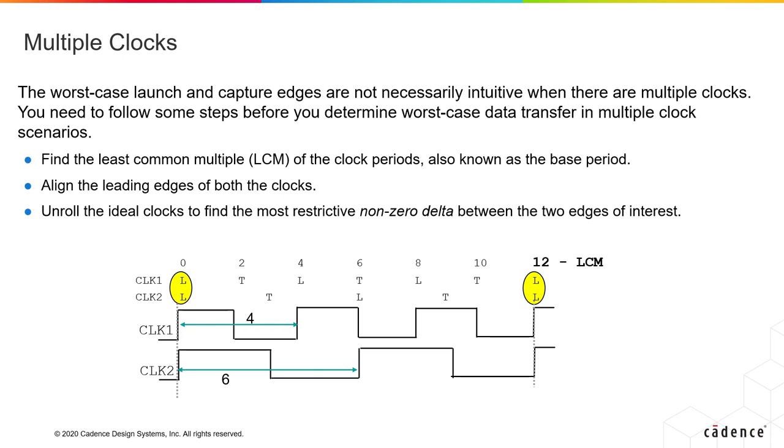Finally, you determine the worst-case transfer by locating the most restrictive launch and capture edges in the unrolled waveforms. So now you can locate all the data transfers that can happen between the two clocks and find the most restrictive or the worst-case scenario.